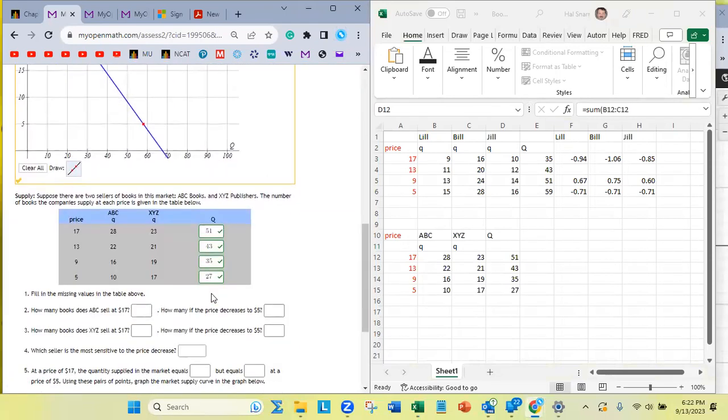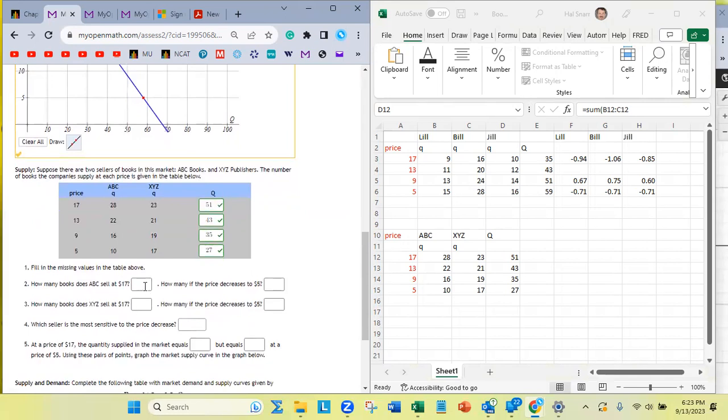Okay, so we're good, right? So ABC generally supplies less as the price goes down. XYZ Corporation sells or supplies less when the price goes down. Together, the market supply falls as the price falls. Okay. Now, again, these are pretty easy questions to answer, right?